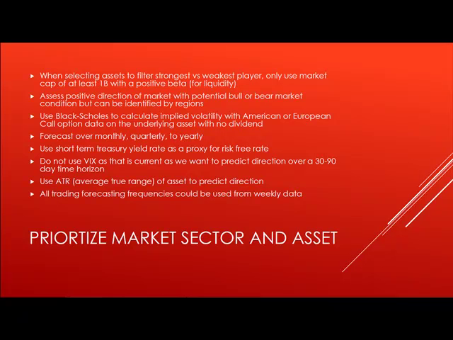Now, also using Black-Scholes, we try to calculate the implied volatility with American or European call option data on the underlying asset with no dividends. We then forecast over a monthly, quarterly, or a yearly set of volatility, and we also use a short-term treasury yield return as a proxy for risk-free rate.